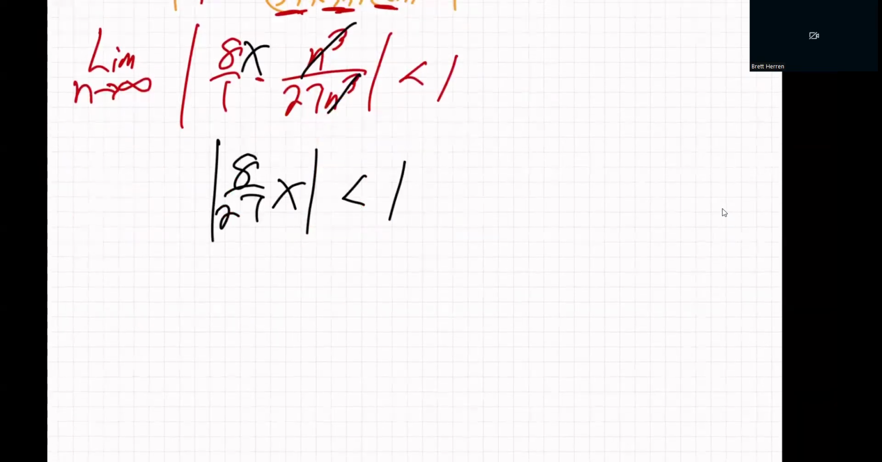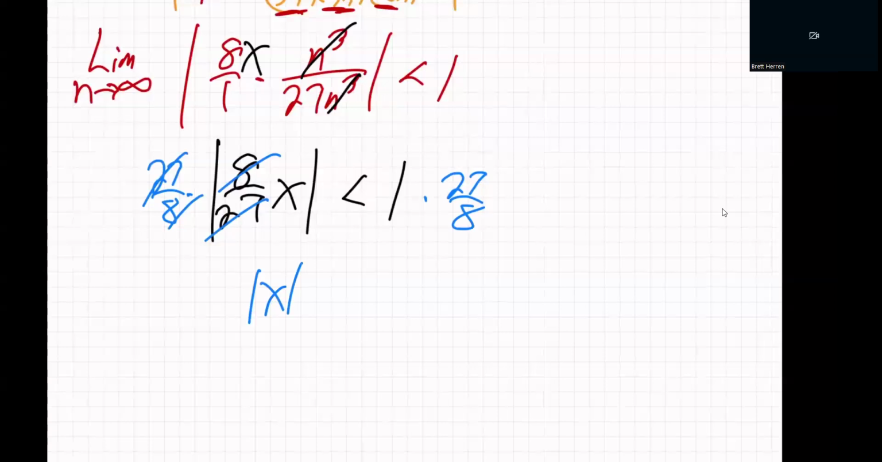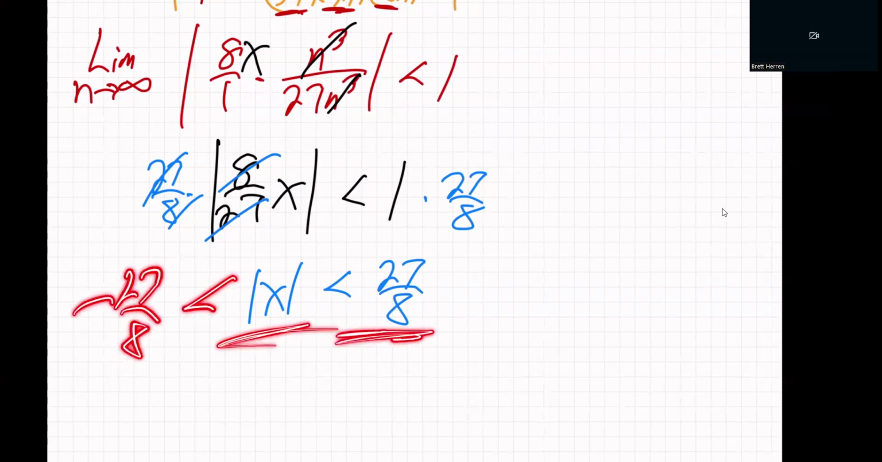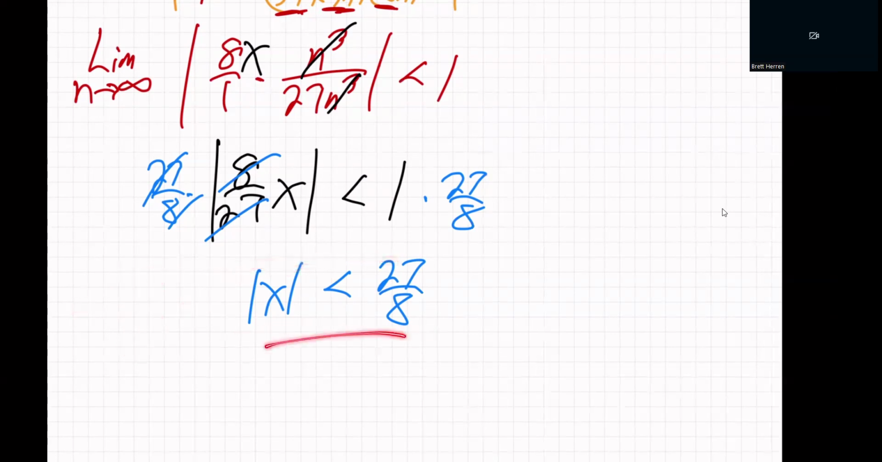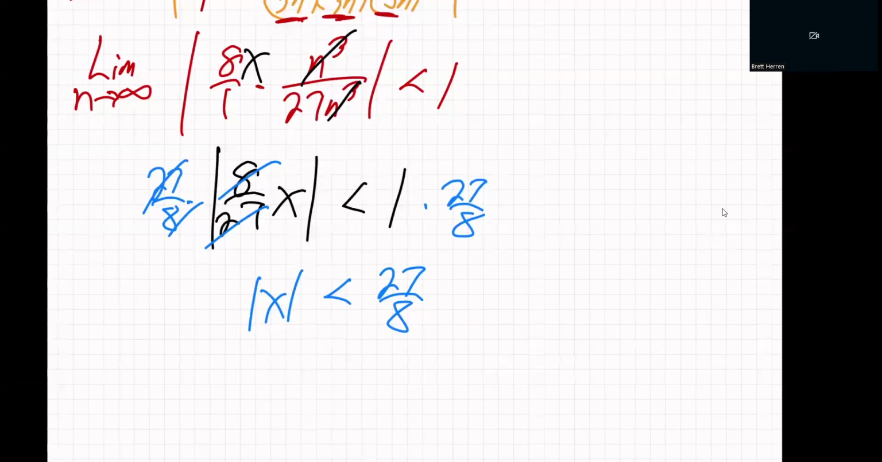And so now multiply by 27 over 8 on both sides. Bye, bye, bye, bye. Absolute value of x is less than 27 eighths. As long as the absolute value of x is less than 27 eighths, which means x is between negative 27 eighths and positive 27 eighths, that's the radius of convergence because, from the 0 to the right or the left, 27 eighths, radius means from the middle to the edge. The radius of convergence is 27 eighths. As long as the absolute value of x is less than 27 eighths, that series will converge.